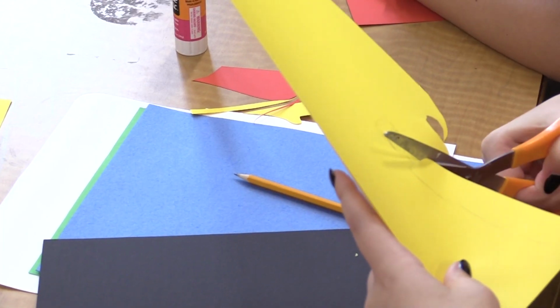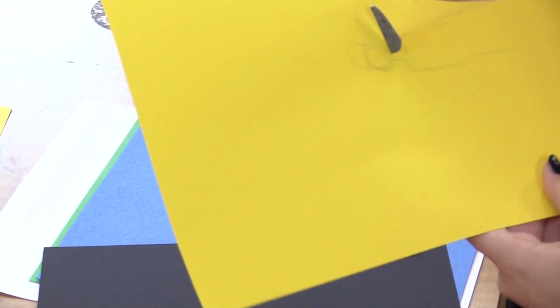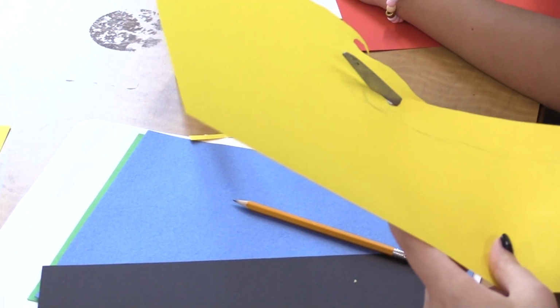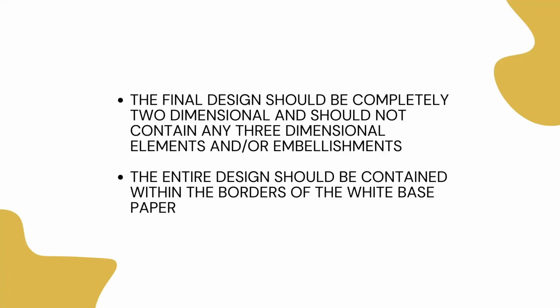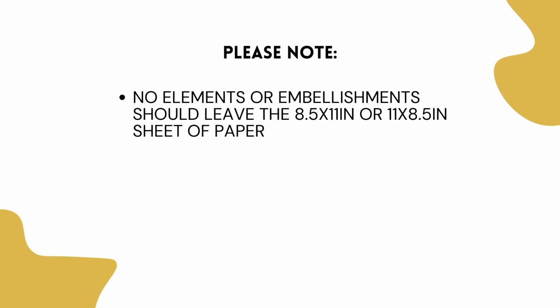The list of elements and principles of design below should be considered when creating your visual narrative composition. The final design should be completely two-dimensional and not contain any three-dimensional elements and/or embellishments. The entire design should be contained within the borders of the white base paper. No elements or embellishments should leave the 8.5 by 11 inch sheet of paper.